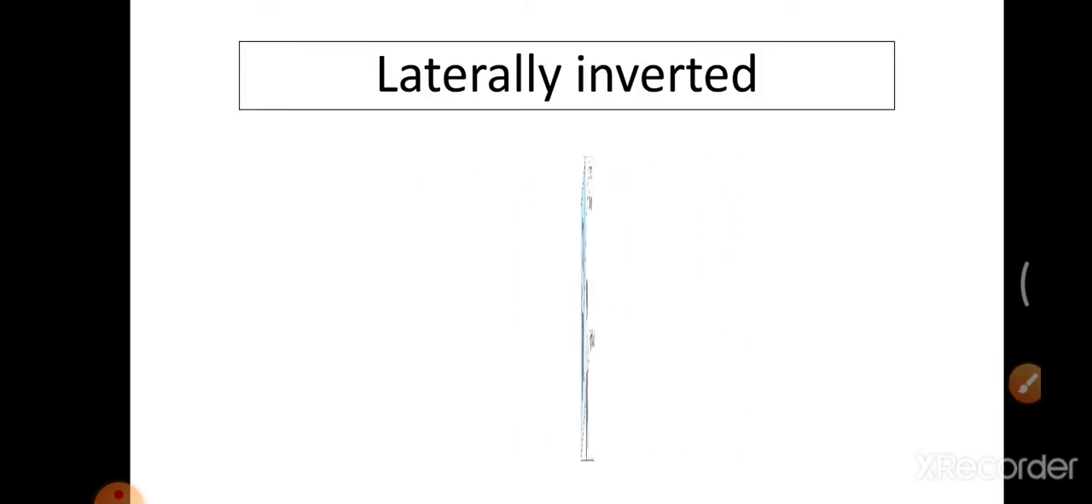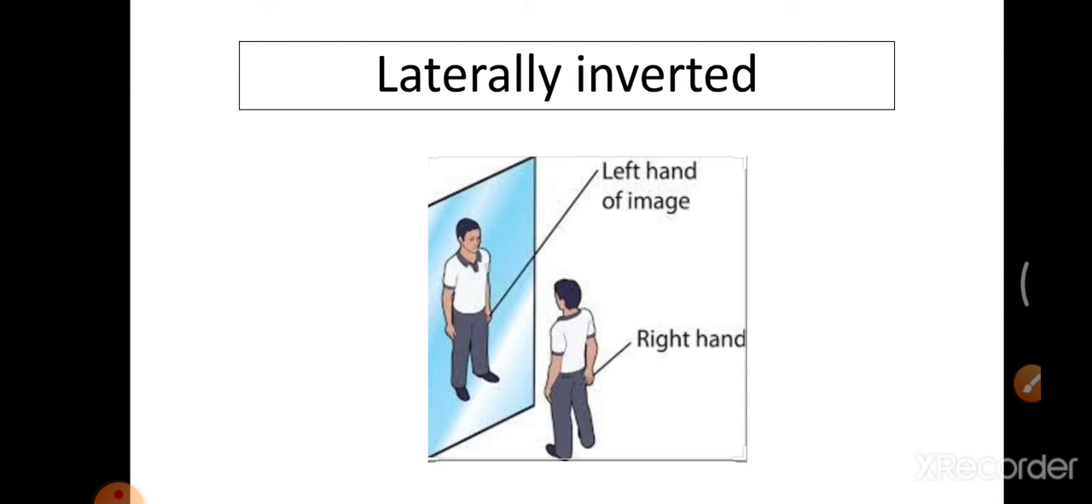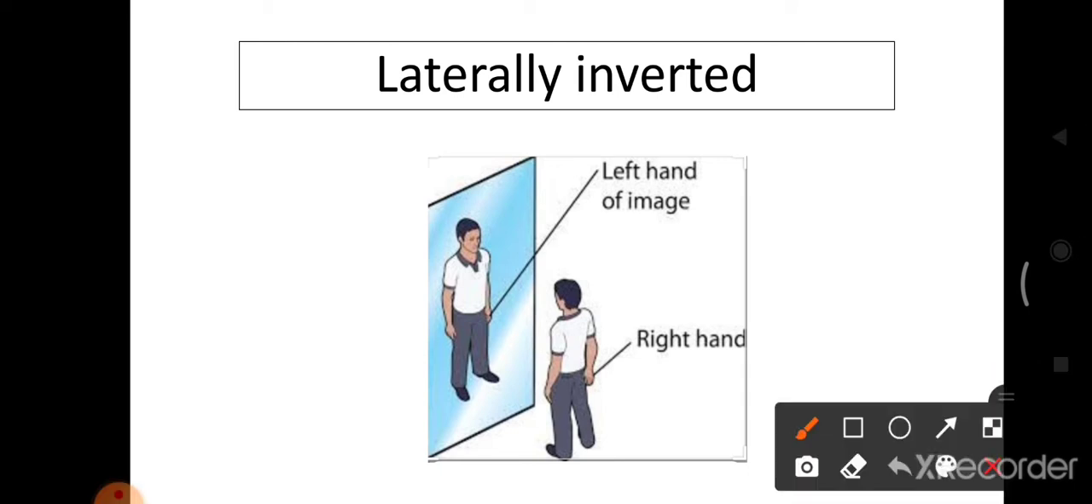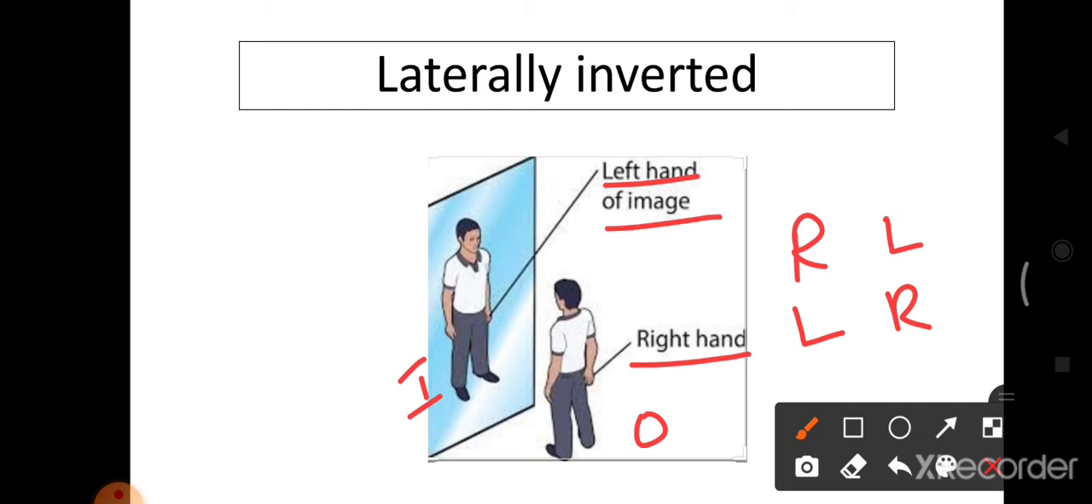The laterally inverted property is nothing but the left appears to be right and the right appears to be left. Here, see, this is the object and this is the image which is formed in the mirror. What is placed in front of the mirror is called the object. See, in the object it is the right hand, but in the image it is the left hand. So the right appears to be left and the left appears to be right. This is called laterally inverted.